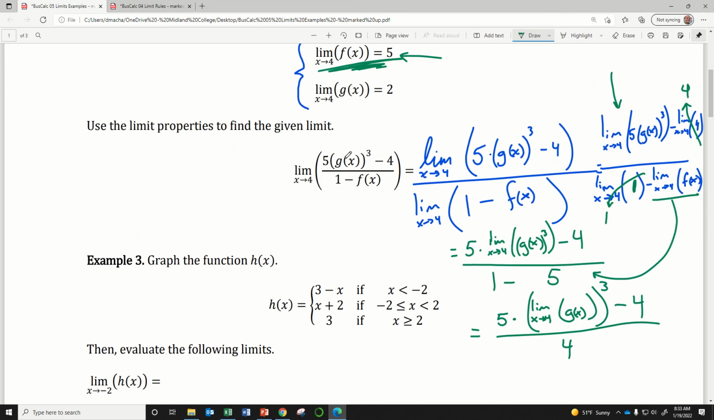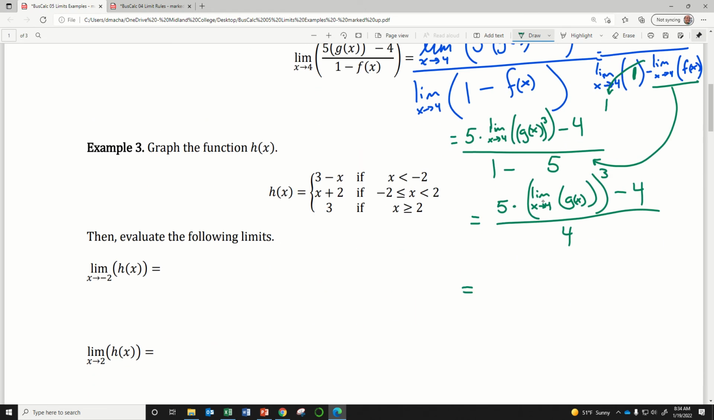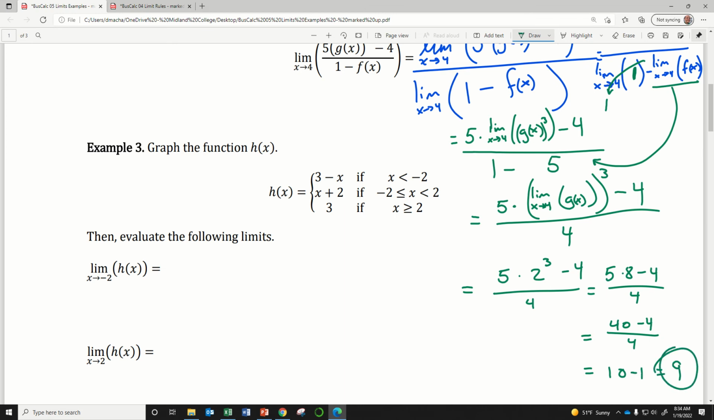Now, recognize that I have limit as x approaches 4 of g of x, but that is the number 2 by the problem definition. And so replacing that with the number 2, I have 5 times 2 cubed minus 4 over 4. 2 cubed would be 2 times 2 times 2, so that would be 8. So I have 5 times 8 minus 4 over 4. 5 times 8 is 40. And so 40 divided by 4 is 10. 4 divided by 4 is 1. And so the answer to this example 2 is 9.